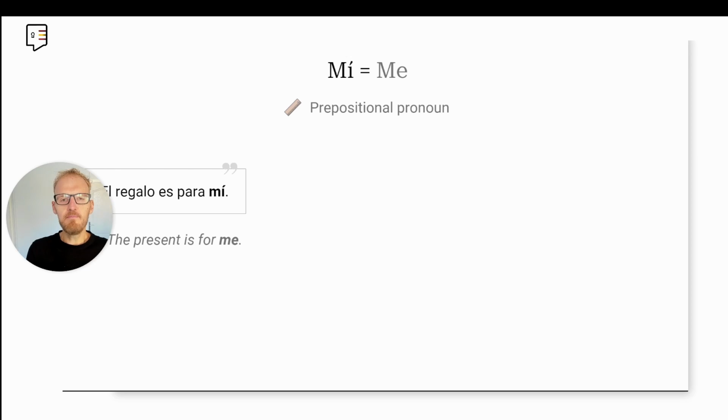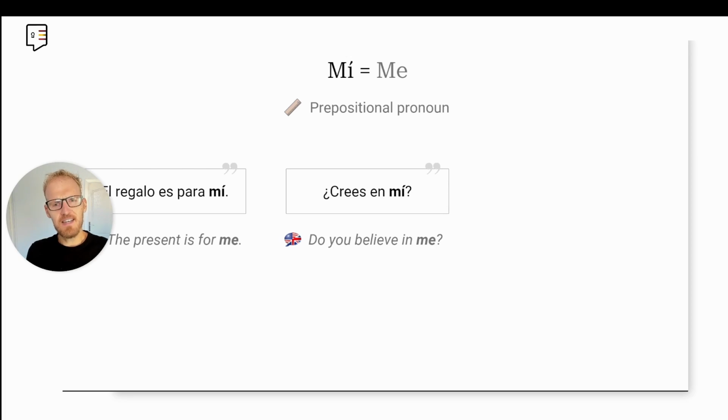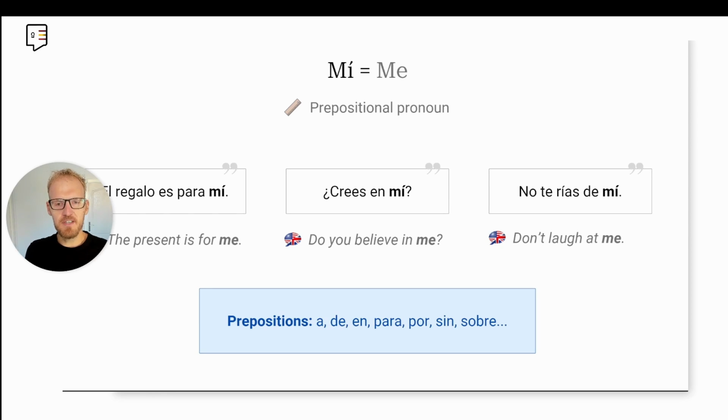And then you have mí with a stress mark, with a tilde, an accent. And in this case it is a personal pronoun with a preposition, or prepositional pronoun, you can call it. And it could take many forms. Like, el regalo es para mí. The present is for me. ¿Crees en mí? Do you believe in me? No te rías de mí. Don't laugh at me.